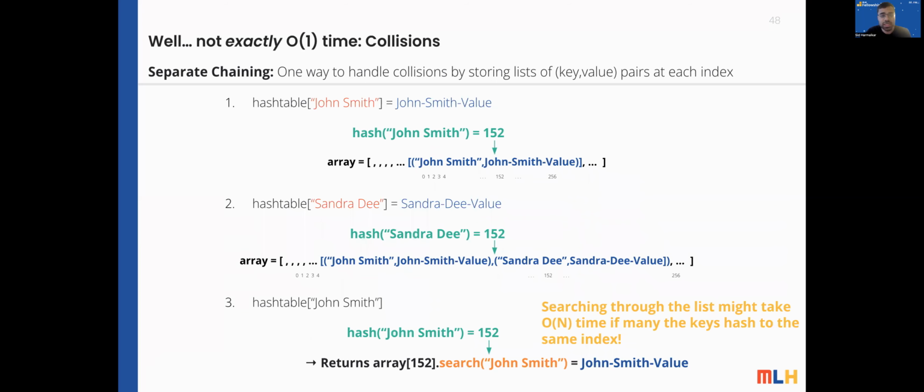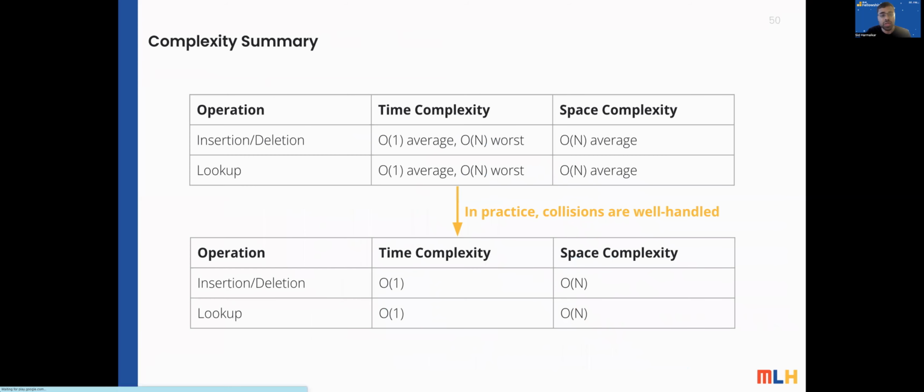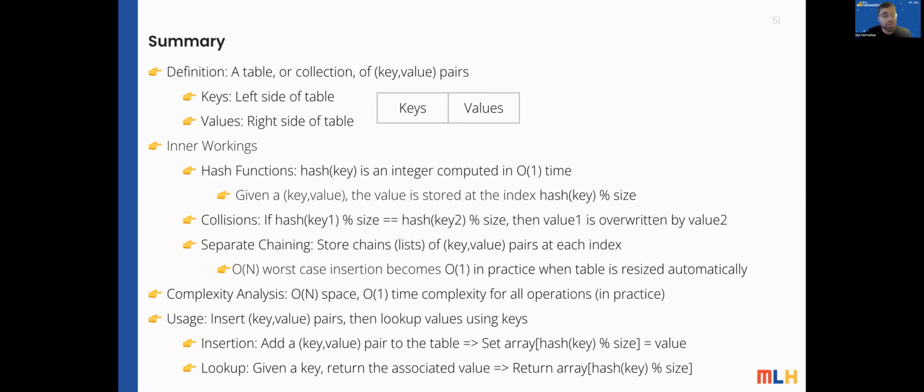Collisions increase the time complexity of lookups because if many keys collide, searching through the list might take O(n) time. In practice though, and definitely in coding interviews, you can assume O(1) runtime. This is because modern hash tables will resize the array so that the longest chain always has constant length. Note that you need O(n) space complexity to store all the keys and values. And that's all you need to know about hash tables.